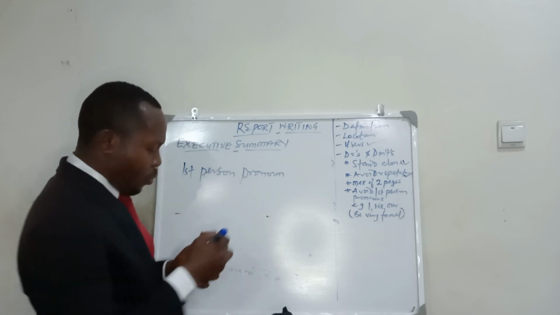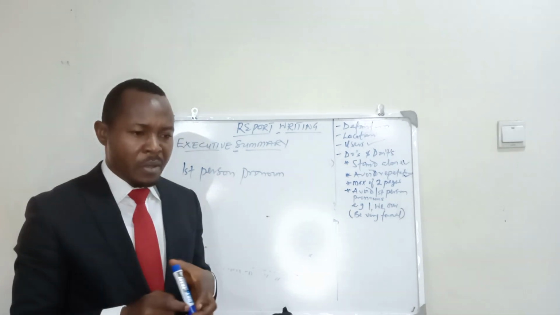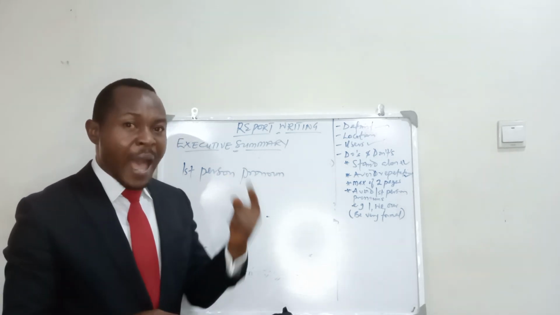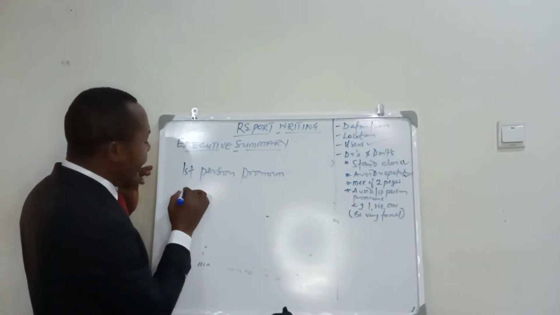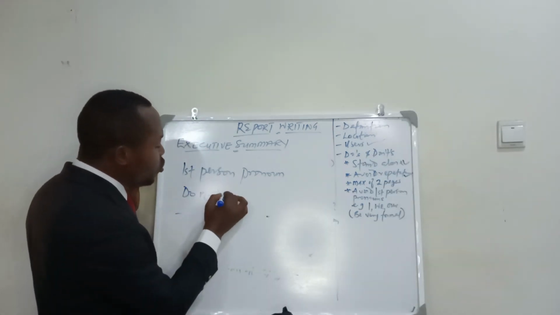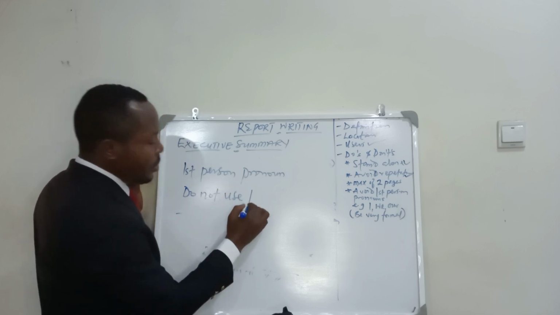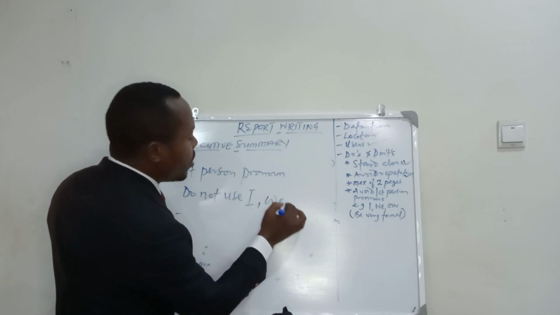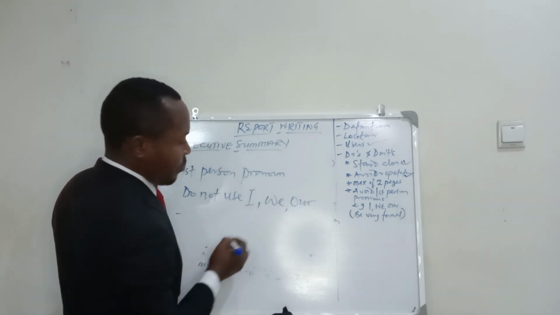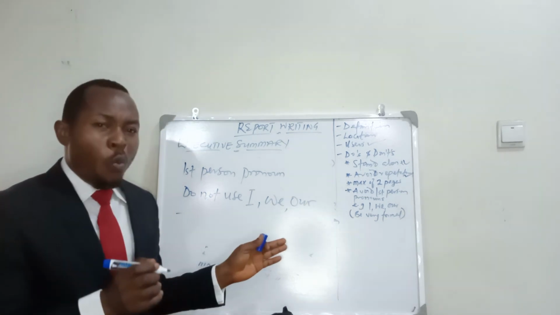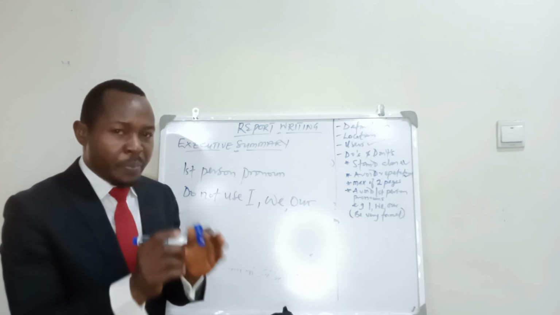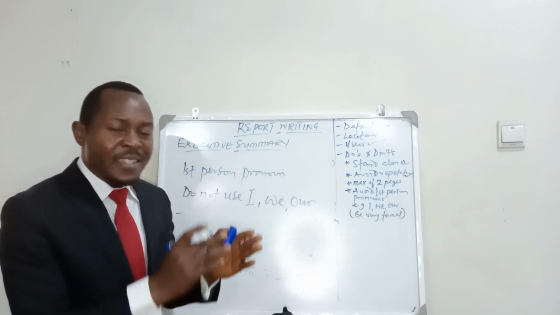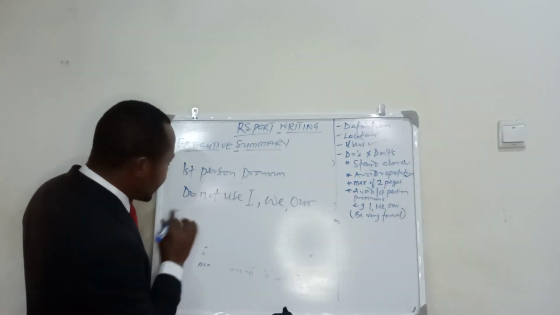For example, if you are writing a report and you want to express yourself, you must ensure that you don't use I. Do not use I. The letter I. Do not use we. Do not use our. How will you avoid using this? It is simple. Make sure your communication, your report, is very formal.